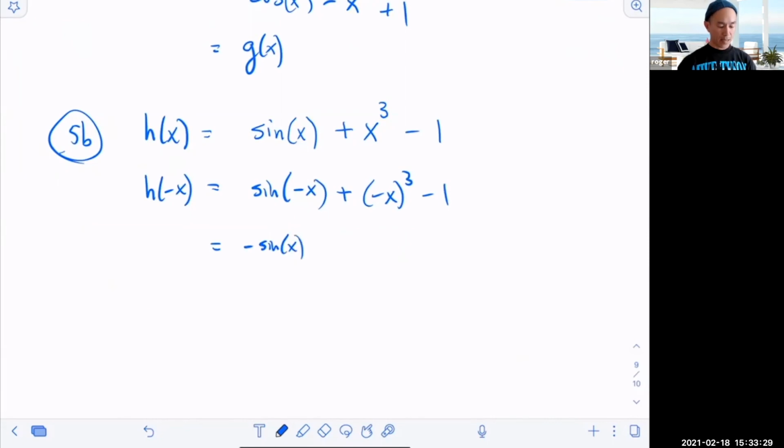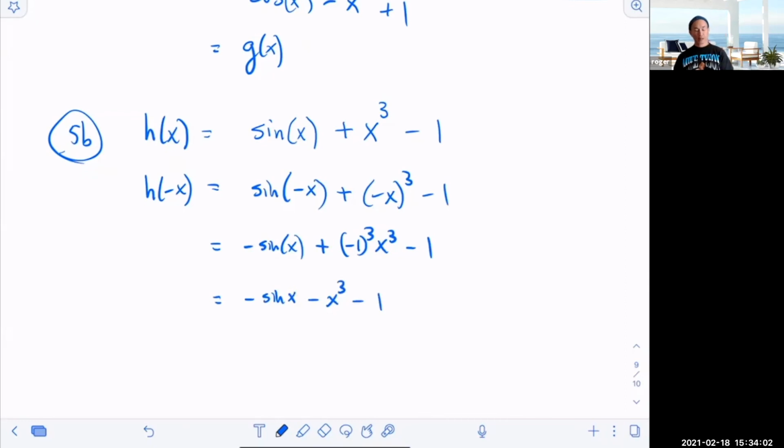Then the next guy is negative x cubed. So you can really write this as negative 1 cubed times x cubed. And you've got minus 1. Now, as you probably know, any negative 1 raised to an odd power is just negative 1. So this basically becomes negative sine x minus x cubed minus 1.